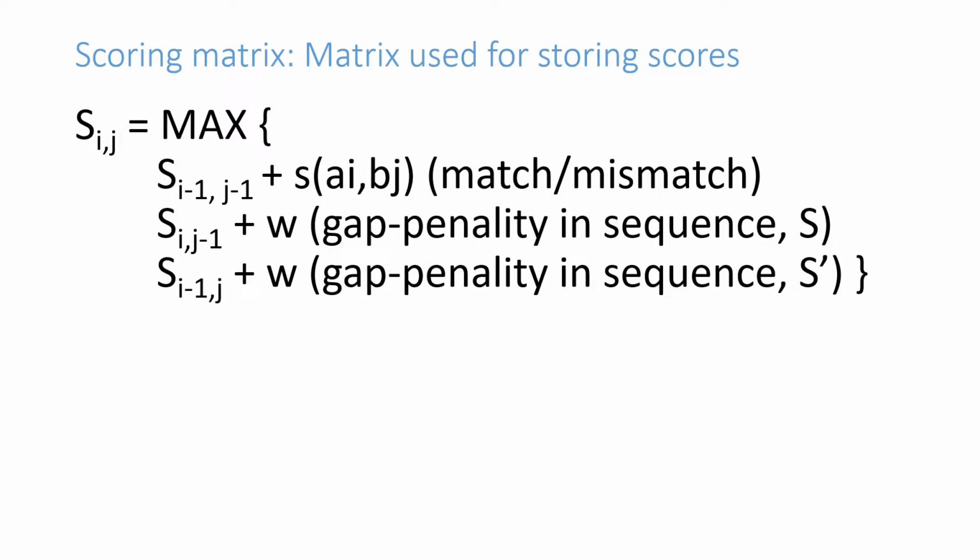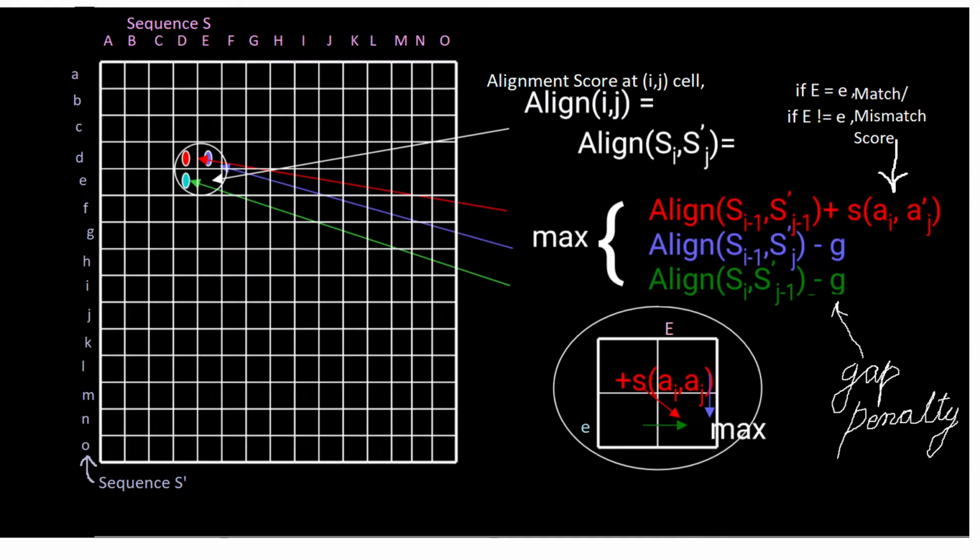Here, A_i and B_j might be a match or a mismatch score. In the example, if capital E is equal to small e, we add a match score. If capital E is not equal to small e, we add a mismatch score. Mismatch score is usually negative.